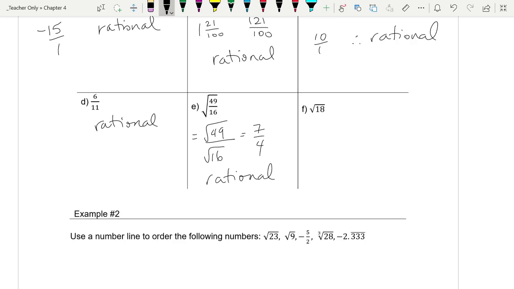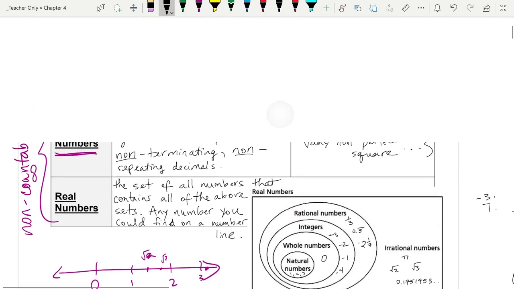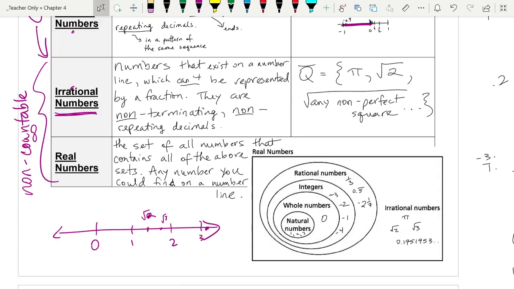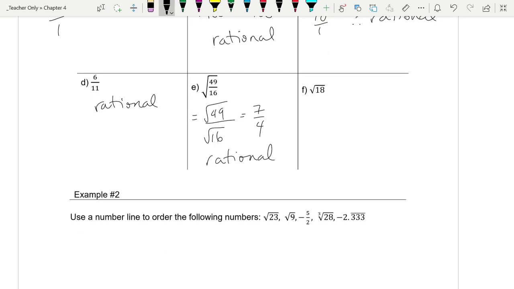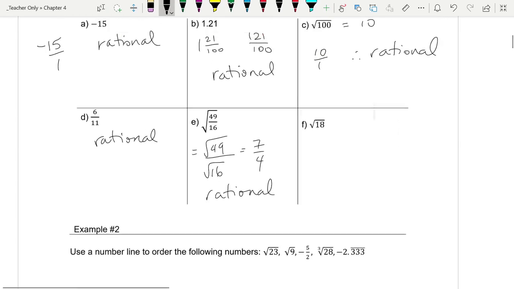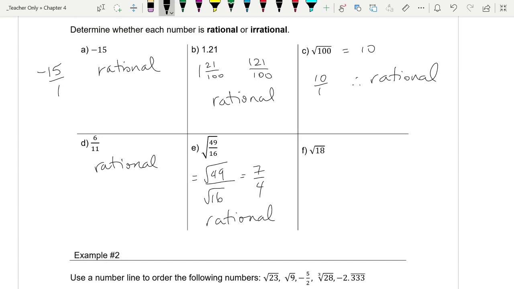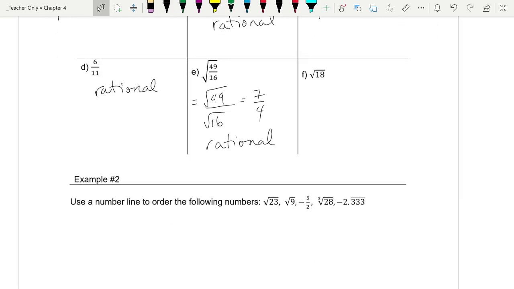Finally, rational, rational, rational, rational, rational, stop. That is not a rational number. How come that is not a rational number? Well, look back at the rules. Irrational numbers are the square root of any non-perfect square. And 49 sixteenths is a perfect square. It's 7/4 squared, right? 100 is a perfect square. It's 10 squared. 18 is not a perfect square.